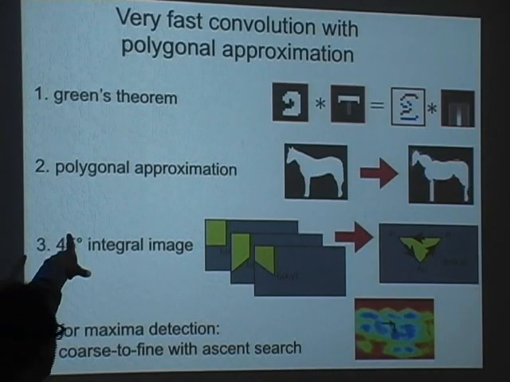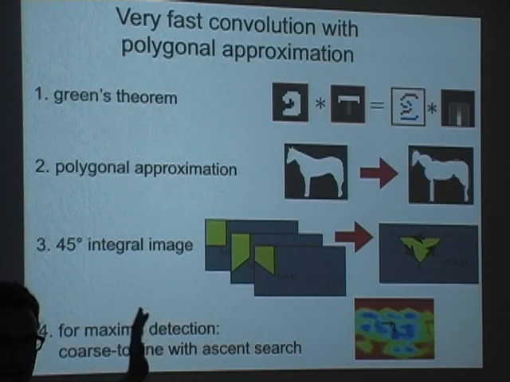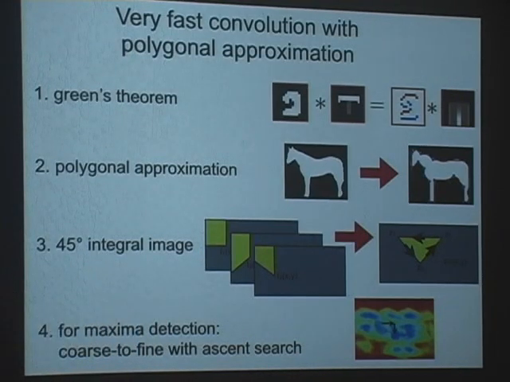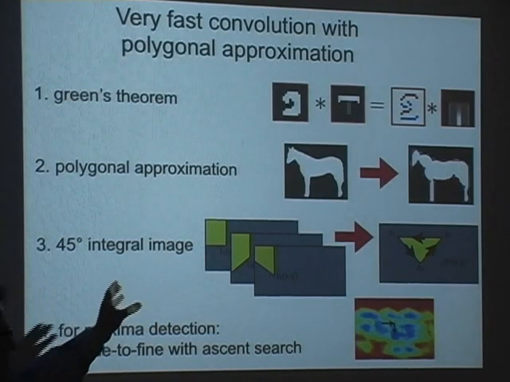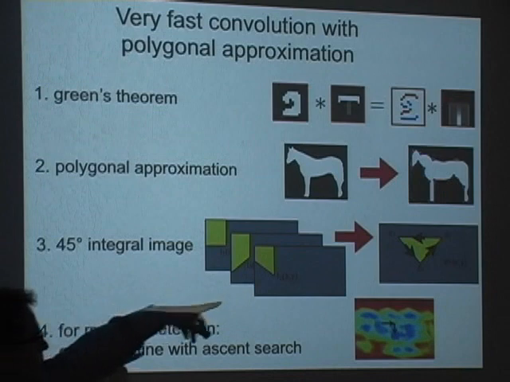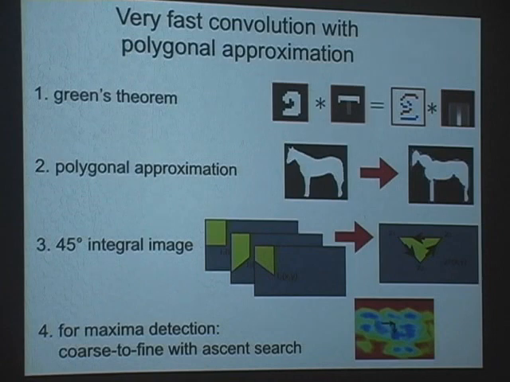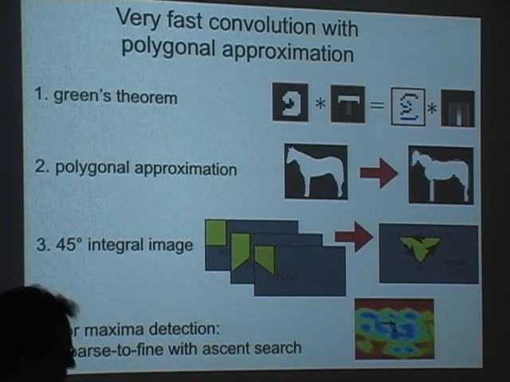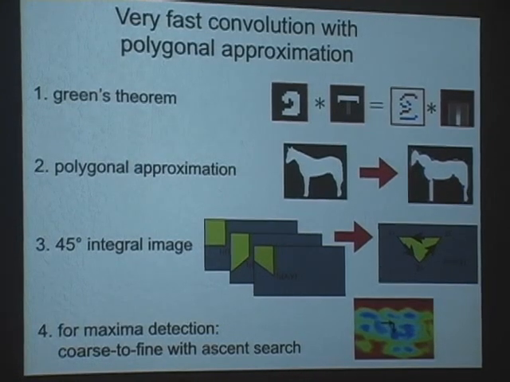So this is good. Next, we're going to use a polygonal approximation of the contour of the object. And we're going to show how to compute this efficiently and optimally using dynamic programming. Finally, we're going to combine this with an extension of Viola-Jones' integral images to 45-degree integral images in order to compute those integrals not over the initial contour, but over the polygon-approximated contour. And so this is going to be very fast convolution, in the order of the number of vertices in the polygon.